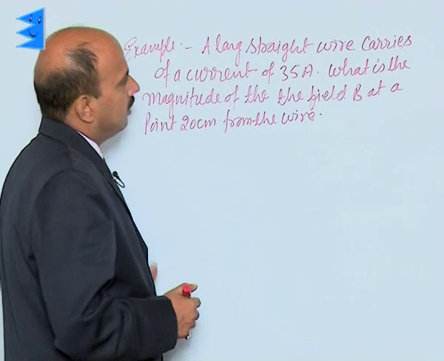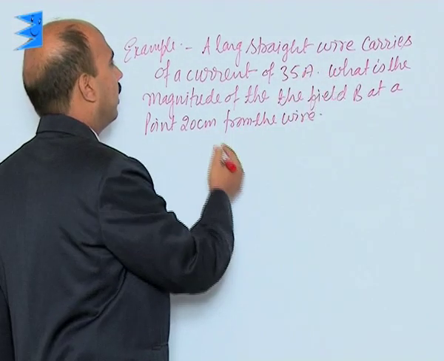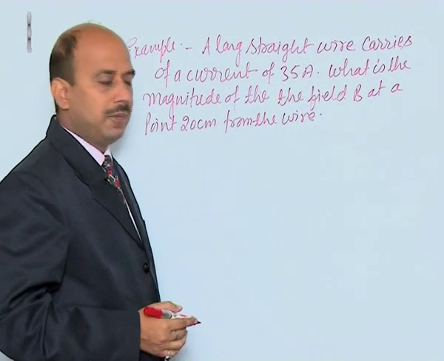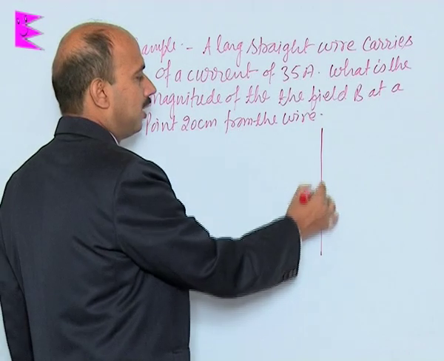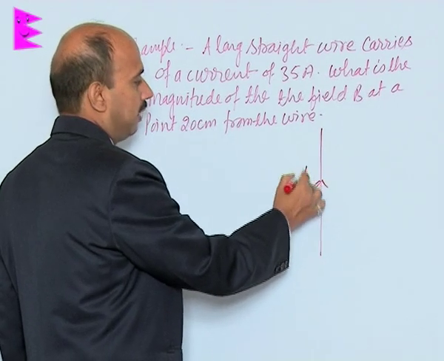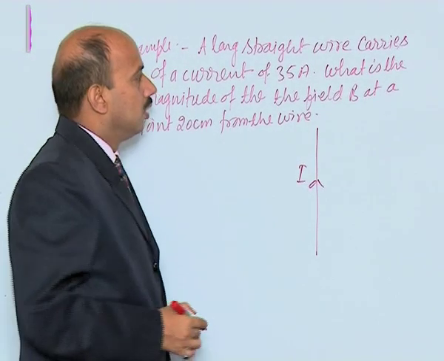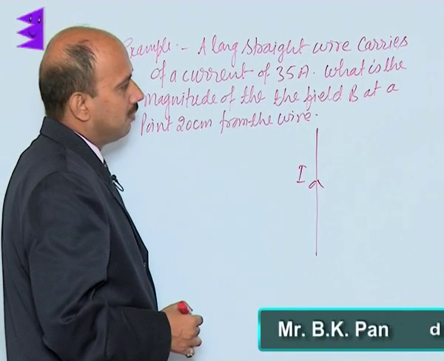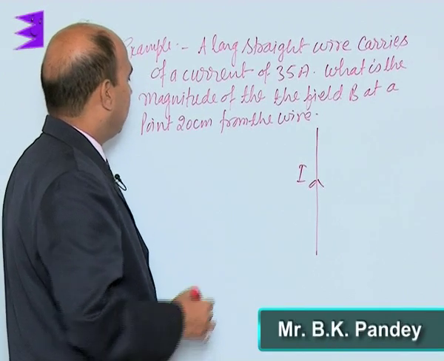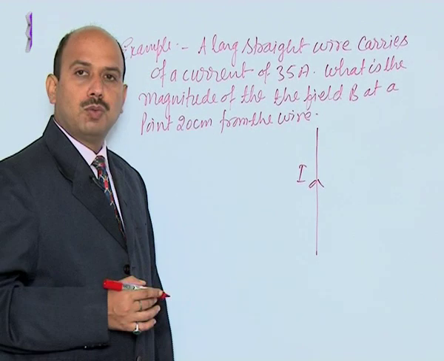So, now see here in this example, a long straight wire carries a current of 35 ampere. It means the wire is like this long one that we will consider an infinitely long wire. Now, what is the magnitude of the magnetic field at a point 20 centimeter from the wire?